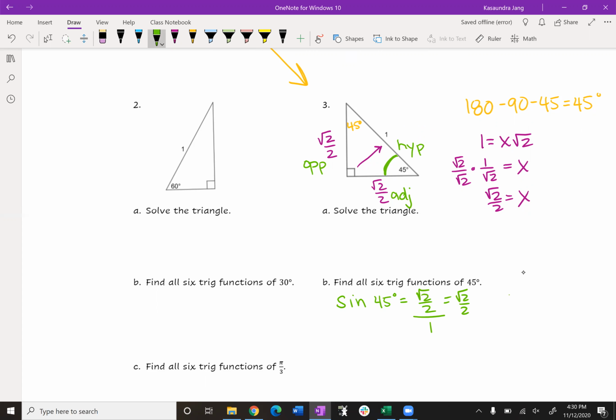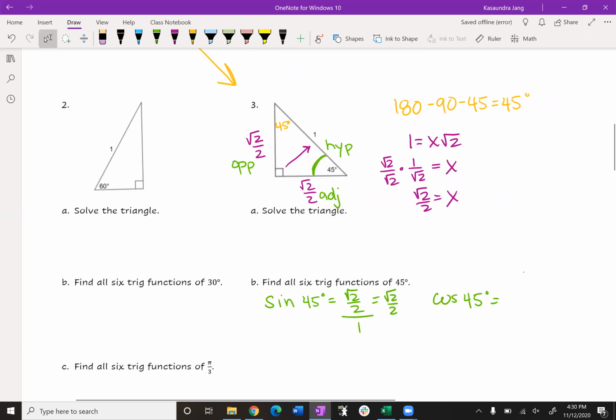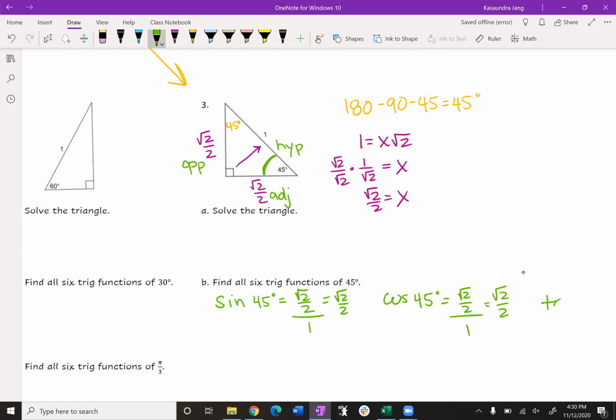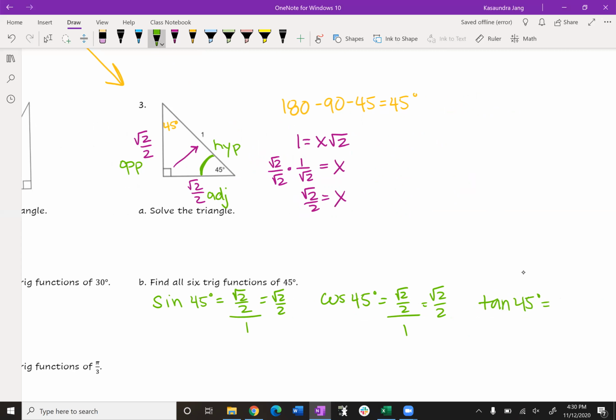My cosine of 45 degrees. Cosine is adjacent over hypotenuse, so it's another root 2 over 2 for the adjacent over the hypotenuse of 1, so ends up as root 2 over 2. My tangent of 45 degrees is my opposite over adjacent. So it's a root 2 over 2 divided by another root 2 over 2. As messy as those are, it's the same thing divided by itself. So it ends up as a 1.